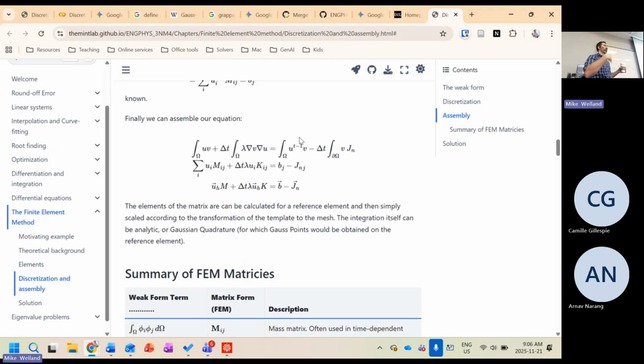That's going to be your AX is equal to B. Your X is your unknown, which is your current time step. Your B is going to be your previous time step, and A is going to be all that in between.